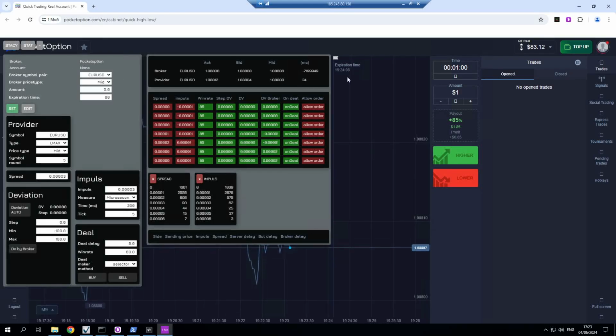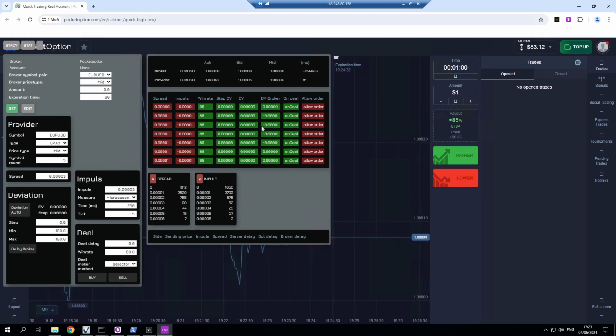Calculating the error manually can be very troublesome due to its fluctuation. Sometimes we need to increase it by 1 point, while other times we need to decrease it by 1 point. Additionally, the quotes from the binary broker and LMAX may move in opposite directions, further complicating the calculation. However, our robot is equipped to automatically calculate the error for us.